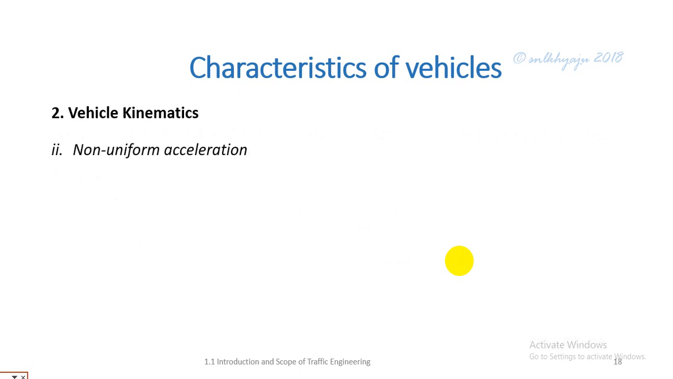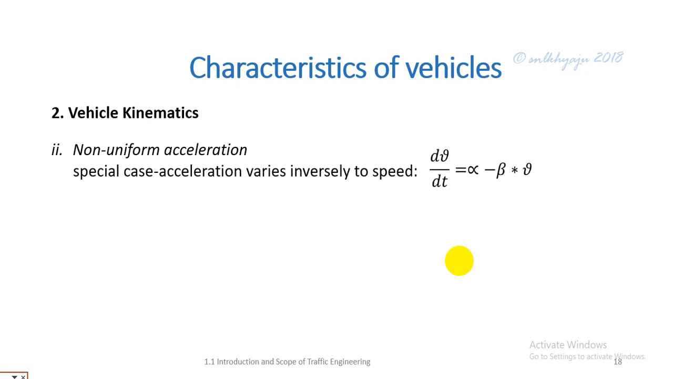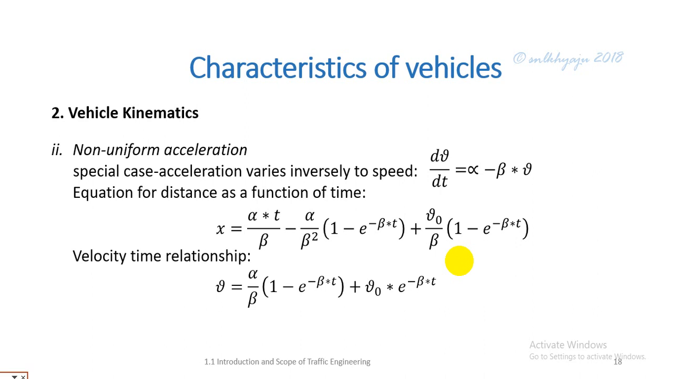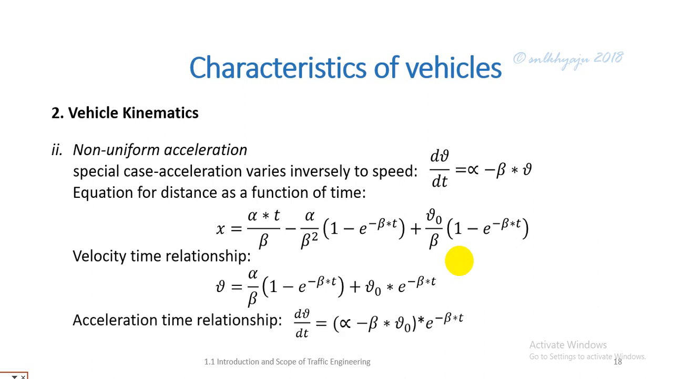And the second category is for non-uniform acceleration. Special case, that is when the acceleration varies inversely proportional to speed, that is dv by dt equals alpha minus beta v. And for non-uniform acceleration, the relation between speed and time, and velocity, and acceleration and time relation is shown in the figure or slide.